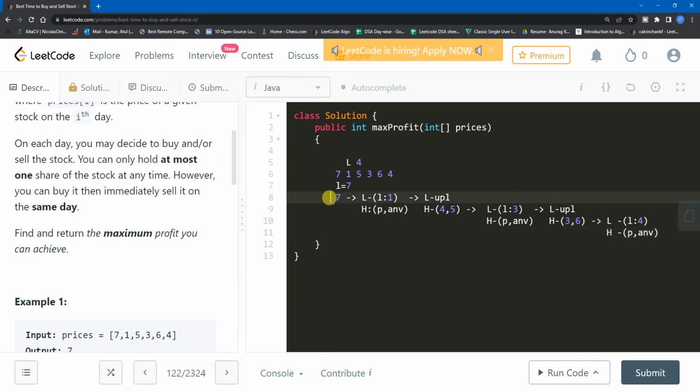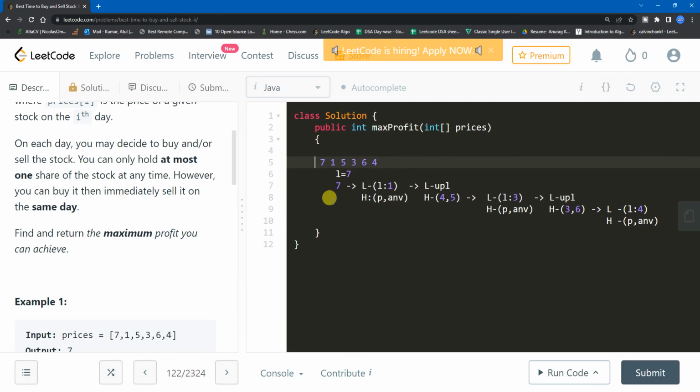So what we actually did here: for the first day we simply buy the stock. Simply buying the stock means we just update the lower value. We don't know whether the first value is lower or higher than the other values. It may be a larger value or a smaller value, so we just buy the stock.